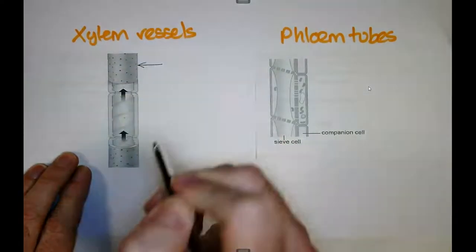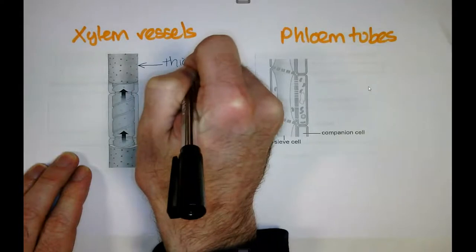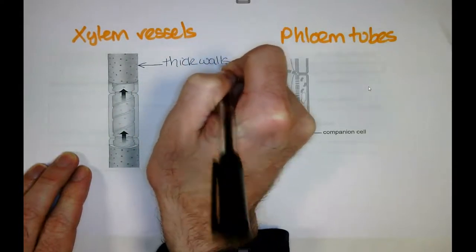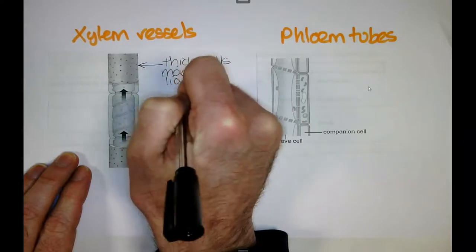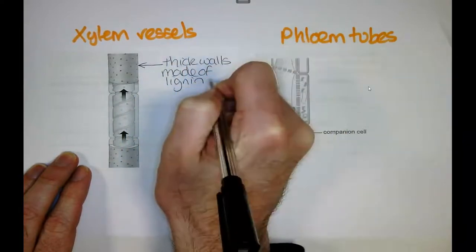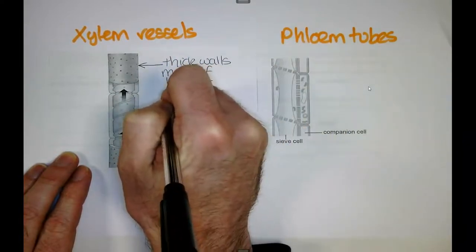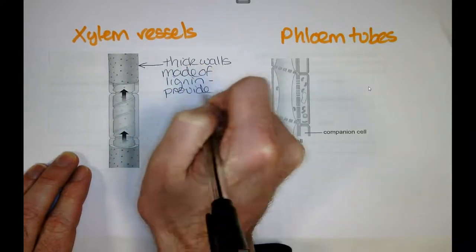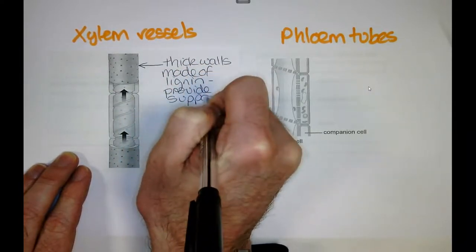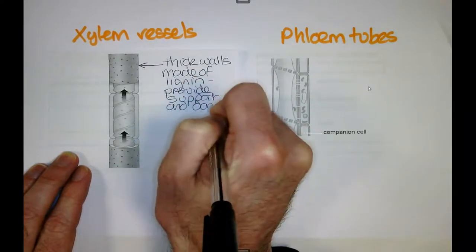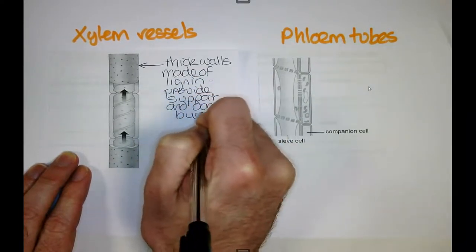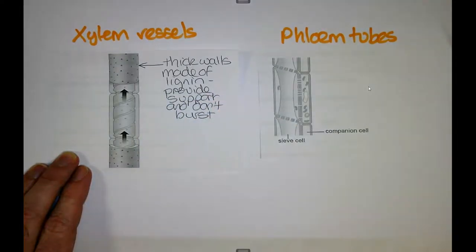So here we've got xylem vessels have thick walls made of a special chemical called lignin. That means they provide support and don't burst. So that's one key feature.